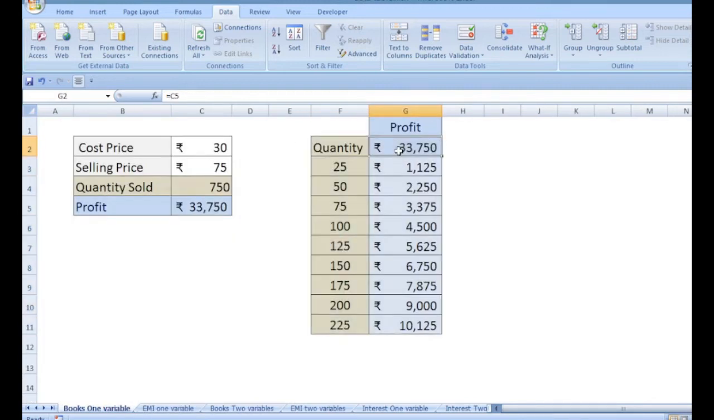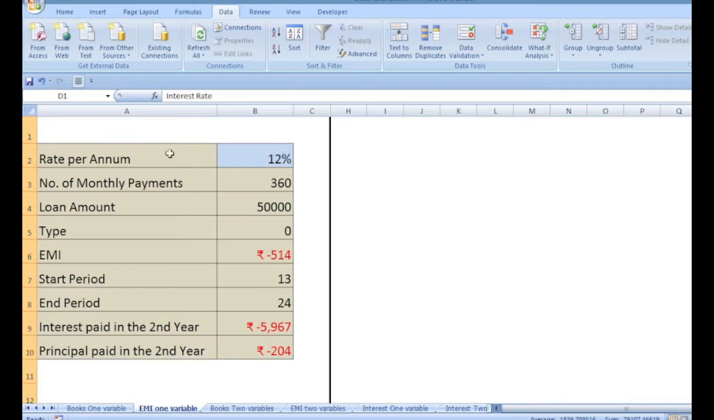Here I have changed only one formula for a particular variable. In the next example, I'm going to use different formulas and see what will be the result of these formulas if I vary a particular variable. So this is the setup data. I have rate per annum, number of monthly payments, loan amount, type and EMI. The cells specified in red colors give the formula.